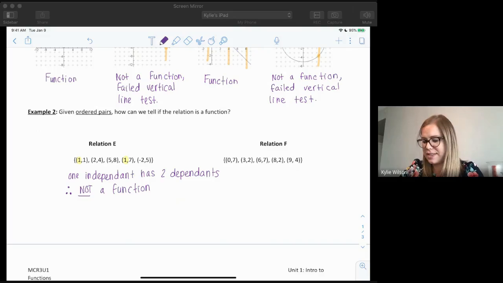So again, because I have 2 matching x values, (1, 1) and (1, 7), and these 2 matching x values have different y's, that makes it not a function. Let's look at relation F. The first thing I'm going to do is look at all of my x values. I have 0, 3, 6, 8, and 9. None of my x values match, so right away I can say that we have a function. And we're going to do some more practice with this, so if you're still feeling a little confused, there's still time.